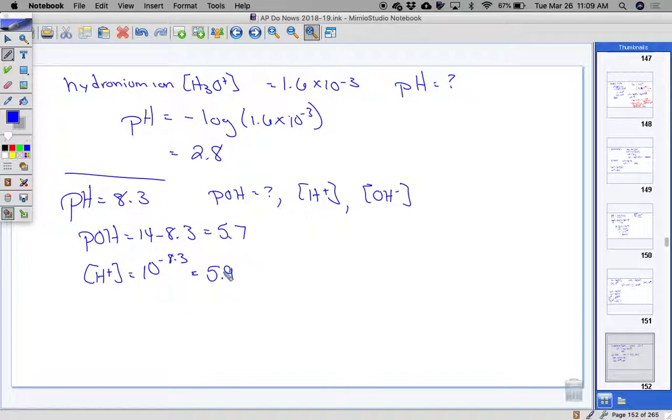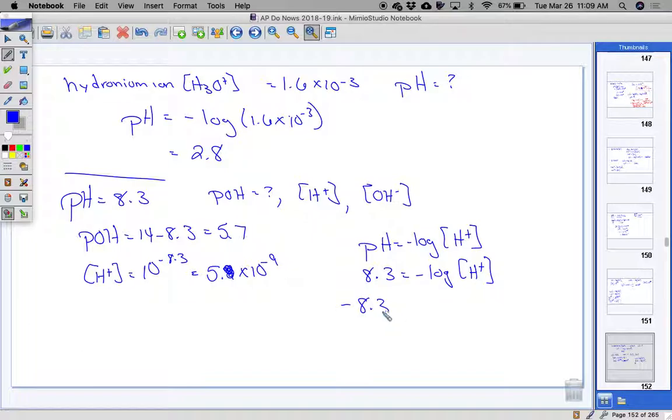Oh, I wrote that wrong. 5 times 10 to the negative 9. Is that right? Yes. Okay. It is 10 to the negative 8.3 because pH equals the negative log of the H plus. We know 8.3 equals the negative log of the H plus. I move the negative over. To solve for H plus, you have to raise everything, because these are log base 10. Just like if they were natural logs, it would be e to the whatever, right? These are log base 10s. So that's where that came from.